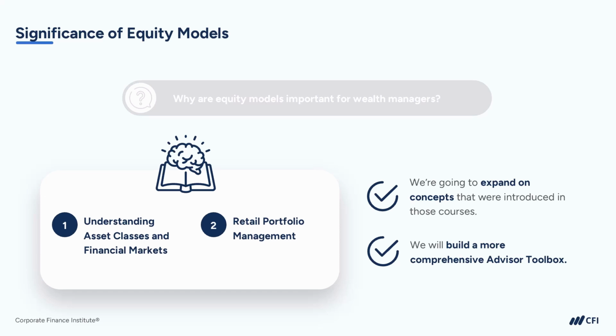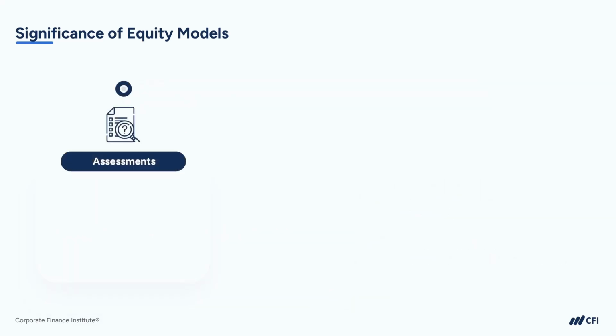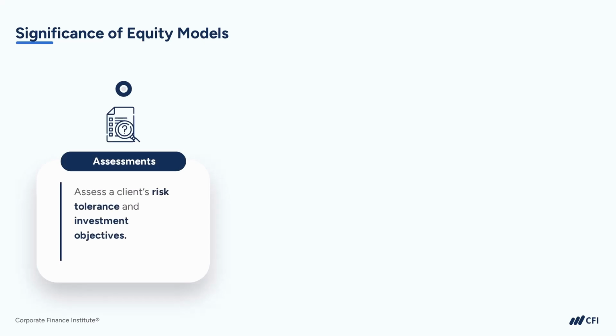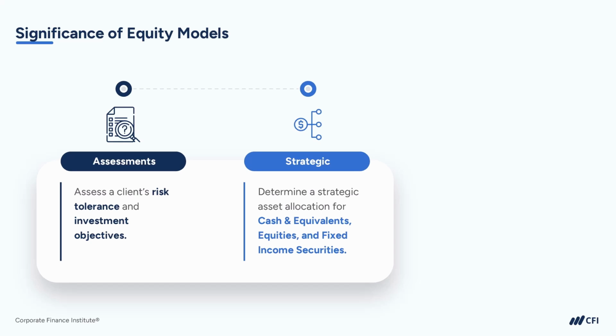You should recall from previous courses that part of the client onboarding process involves making an assessment of a client's risk tolerance and investment objectives. This is something that must be done for every single client. Additionally, based on these assessments, you, as the advisor, must determine a strategic asset allocation for each of the main 3 asset types for the client's portfolio. As a reminder, these asset types are cash and cash equivalents, equities, and fixed income securities.